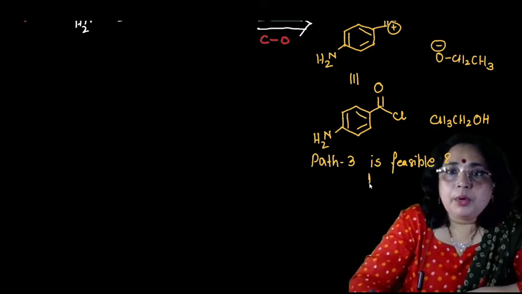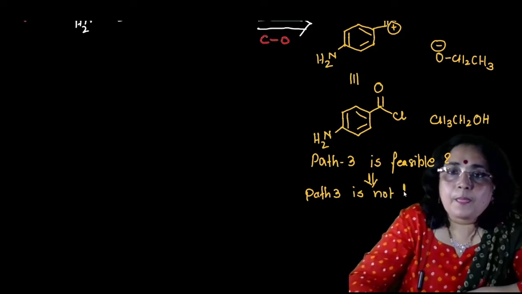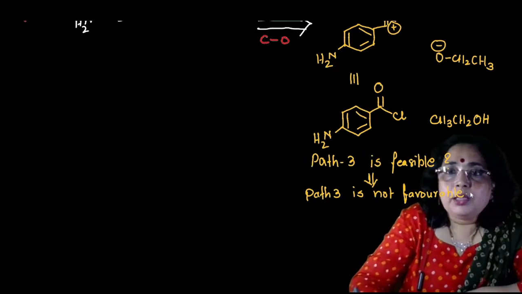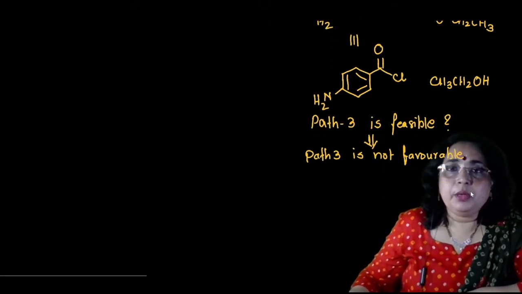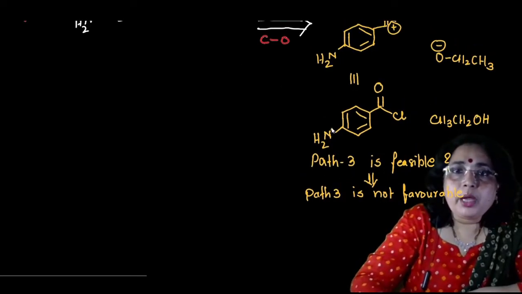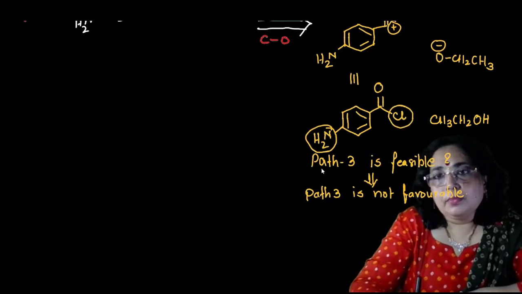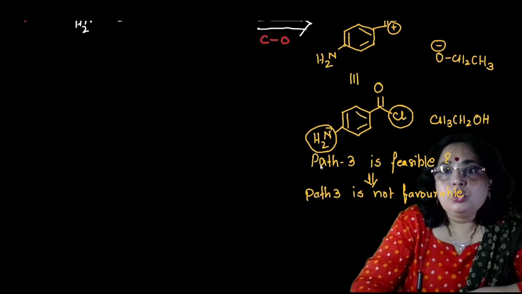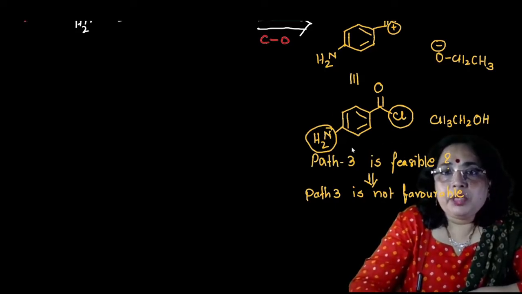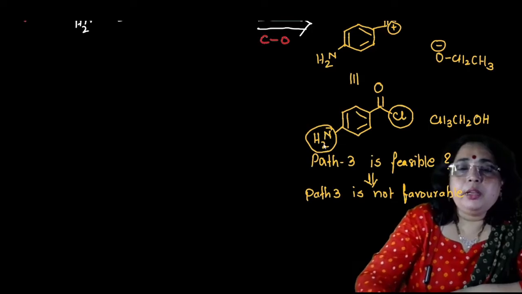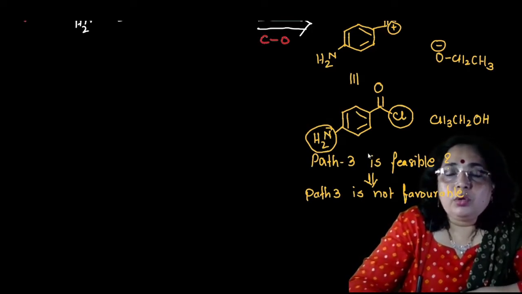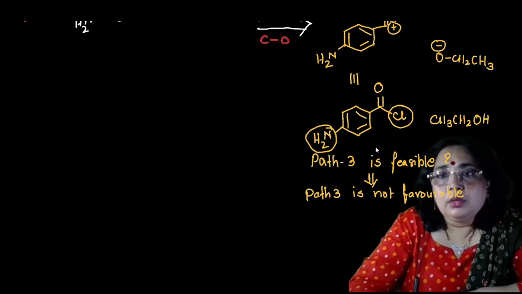The answer is path 3 is not feasible. Path 3 is not feasible or favorable. Why is path 3 not favorable or feasible? Because in the presence of the amino group, you cannot add Cl over here. Understand? Because of the chemoselectivity, the problem arises and you will get a different molecule. You cannot get the desired compound. Alright.